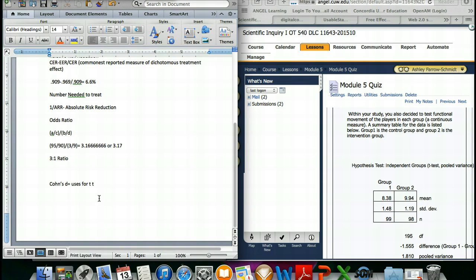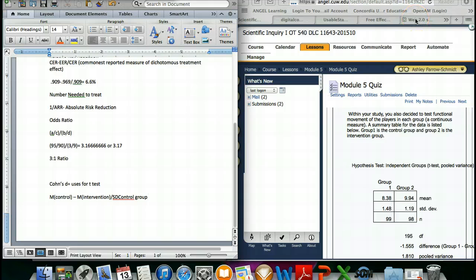So we know that Cohen's d is used for a t-test, right? And that is essentially mean 1, or mean of control group, minus mean of experimental group or intervention. Sorry, I'm used to saying intervention. Divided by the standard deviation of control group. Okay, that's all it is.